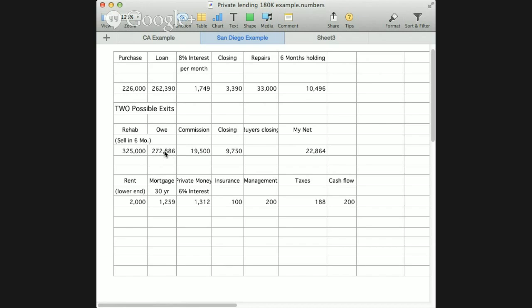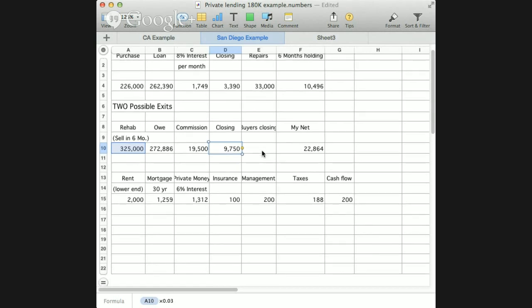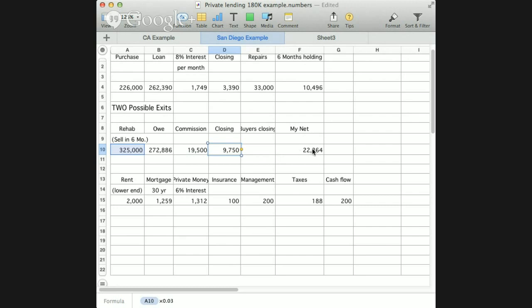This would be what we would owe at that point. That comes from the loan plus the monthly interest, the holding costs here. The commission, I think in this case, yes, I put in 6%, but it really could be 3% in that case for the buyer. That would increase your profit if you just had a buyer's agent. This would be the closing costs, and sometimes you have to pay part of the buyer's closing costs depending on how the market's doing at that point. So my net for this deal would be $22,000, almost $23,000.